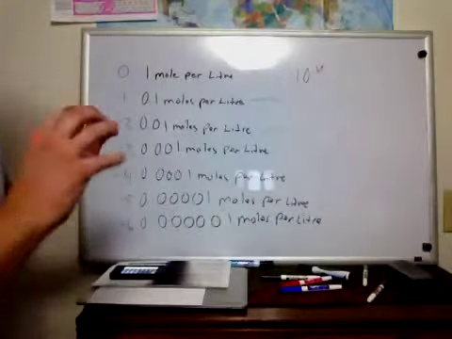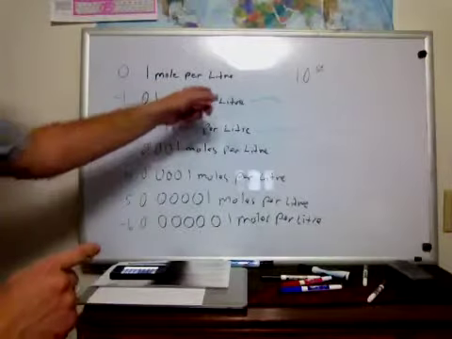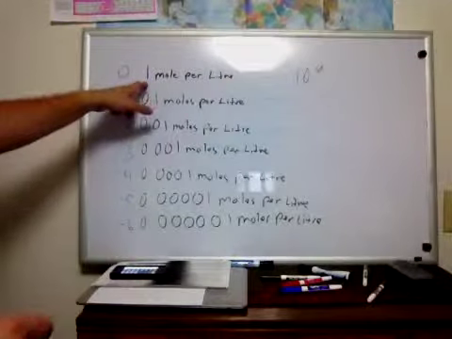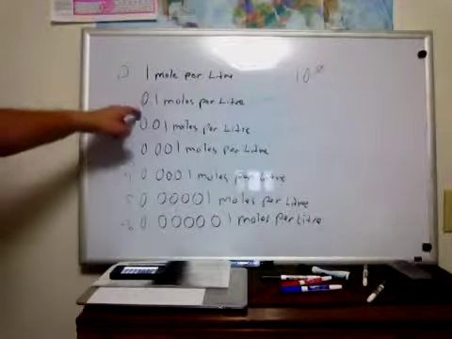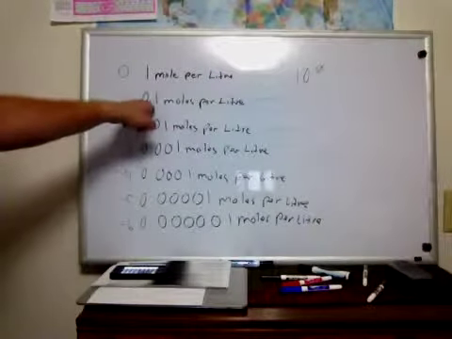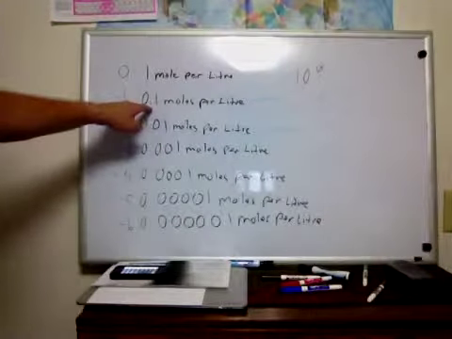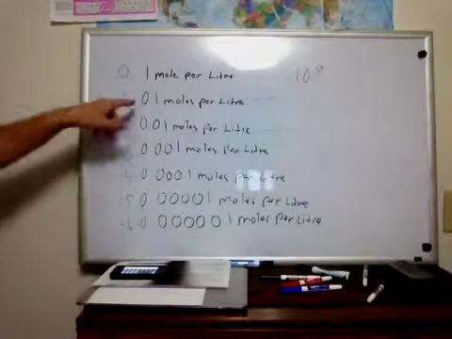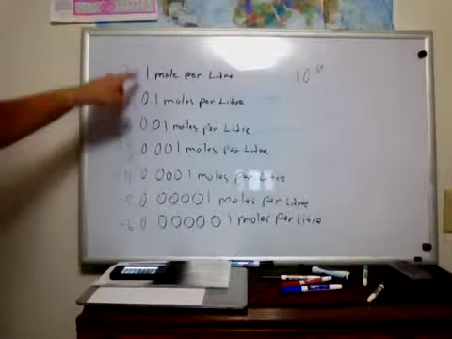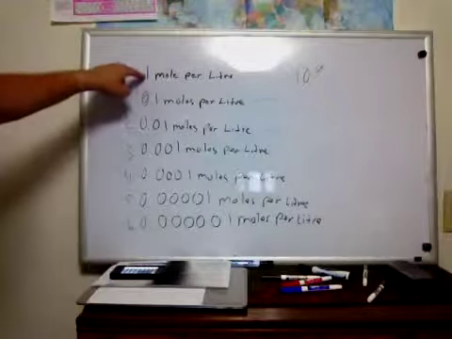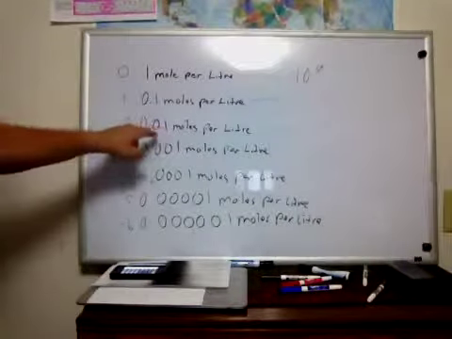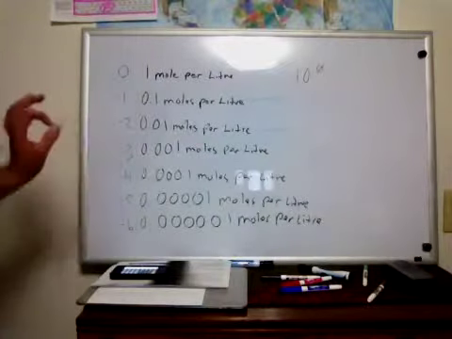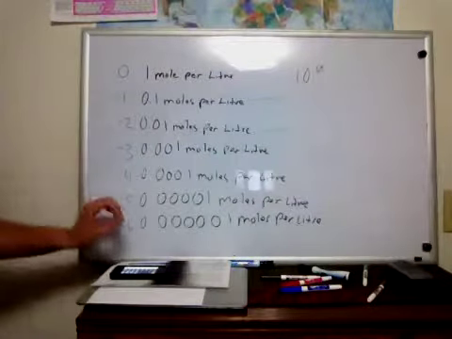And really what that's doing is moving the decimal point over. If I'm starting at 1 and I make it 10 times weaker, then the decimal point is going to move over 1 time, to the left. If I make it 20 times weaker, it's going to go boom, boom, 2 to the left. 30 times weaker, 40 times weaker, 50 times weaker, 60 times weaker.